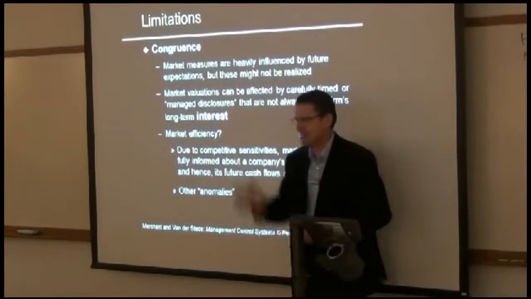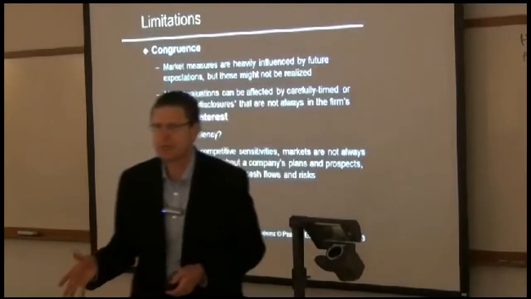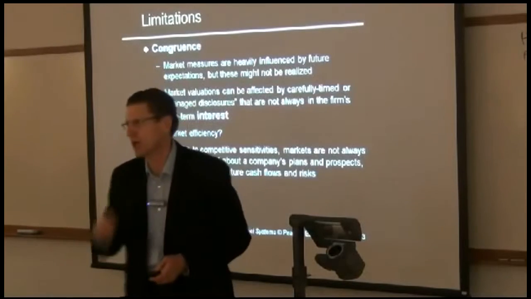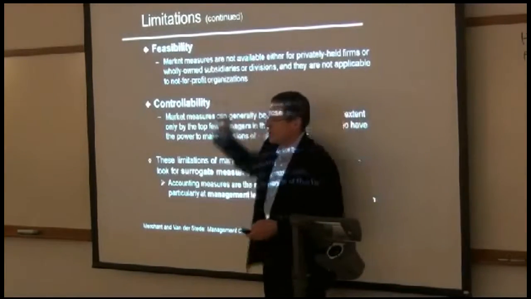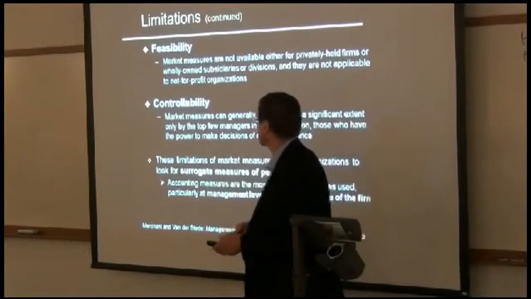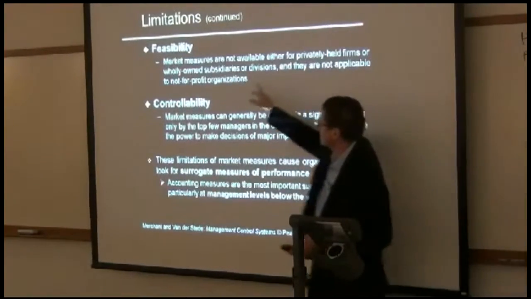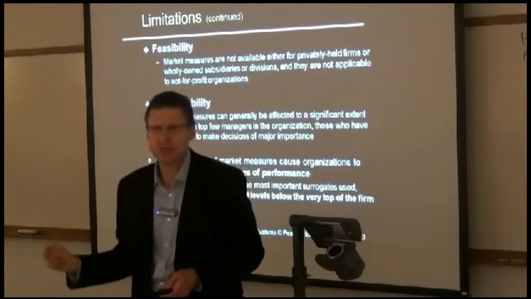Okay, one more. Congruence, just to explain that. We're talking about alignment, getting divisional managers to make the same decisions as the head office, but that doesn't always happen, as I'll show you in a minute. Feasibility. We're talking about the cost-benefit operations. Market measures are not available for either privately held firms or wholly owned subsidiaries. So sometimes accounting measures are useful, market measures are not.